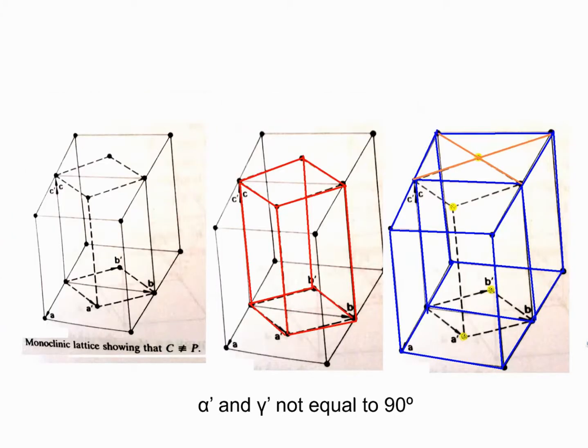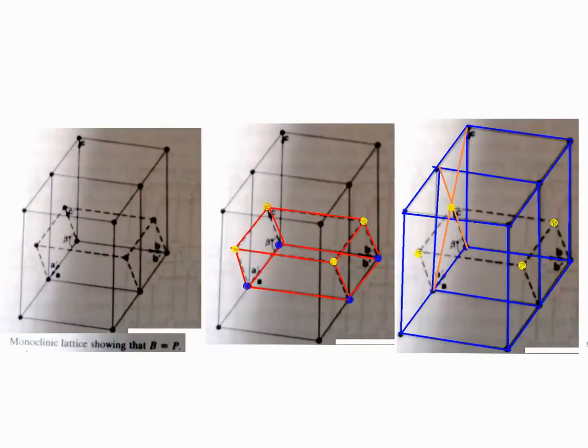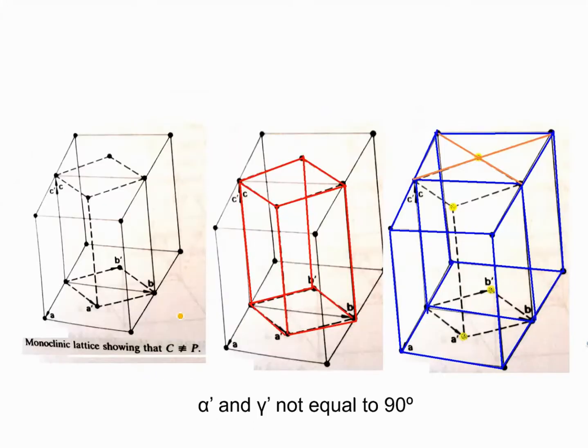Basically, it just shows that B is equal to P, and C is not equal to P. Therefore, we have two types: we have C, and we also have P, because C cannot be equivalent to P. The C base cannot be equivalent to primitive.